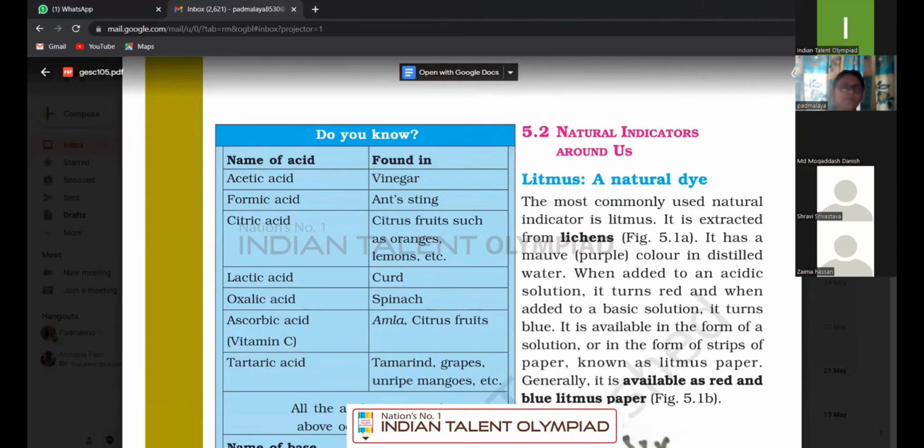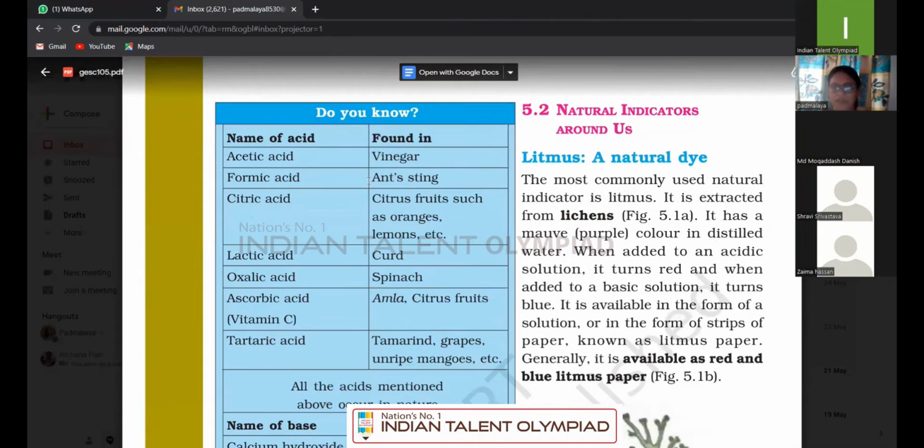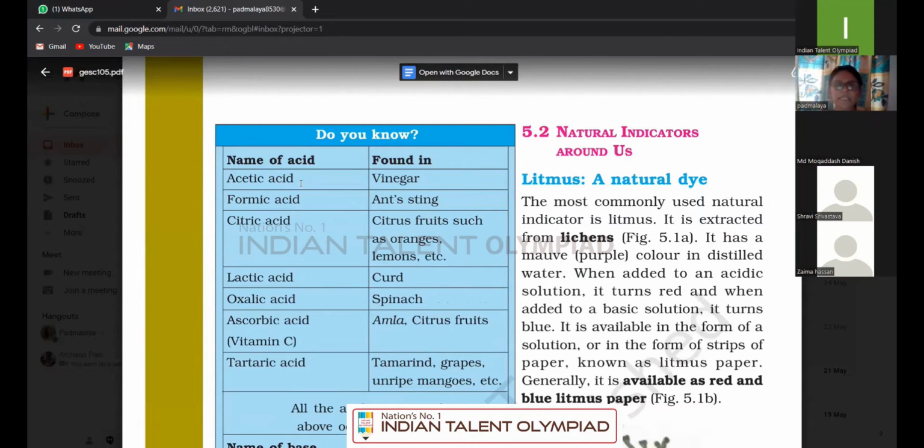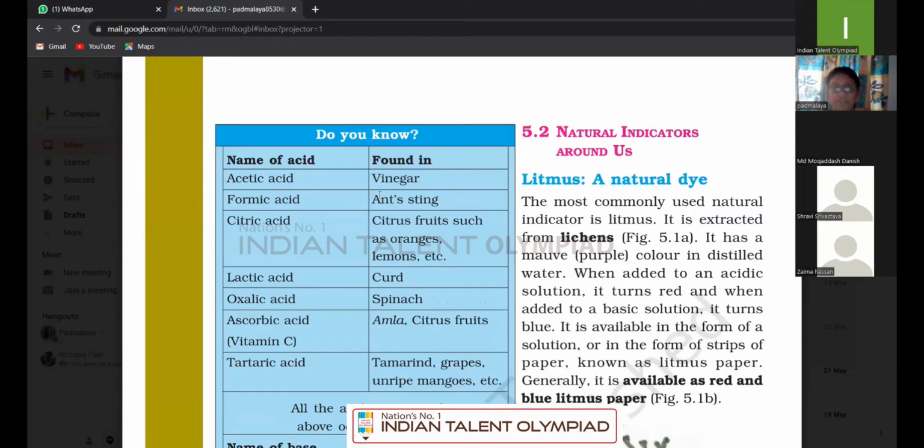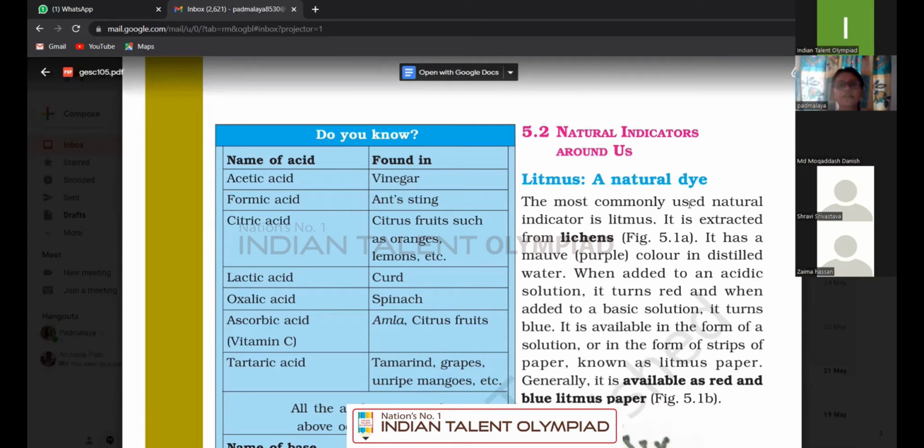Yes, you can see that here. Apart from this part, here we have the different types of acids. Acetic acid: vinegar generally contains acetic acid. Ant stings: red ants. Whenever a red ant bites you, your skin will get swollen. That is due to the release of formic acid onto your skin by the ant. Ant stings contain formic acid. Because of that, your skin is getting swollen.